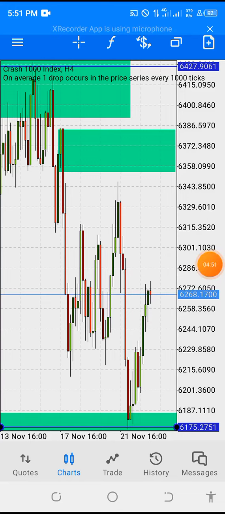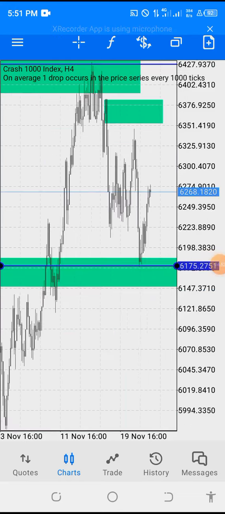So let's quickly dive into why we are here. Now, after marking up your chart, you can see we have marked out our support and resistance zones.